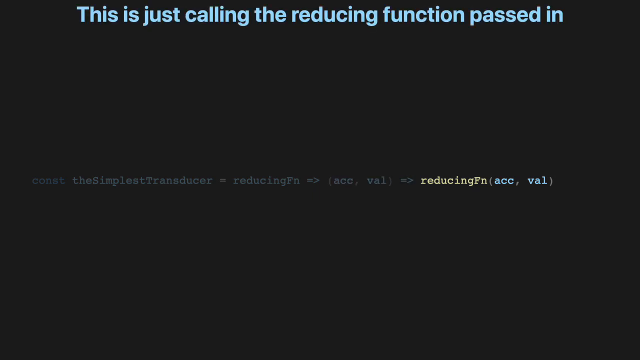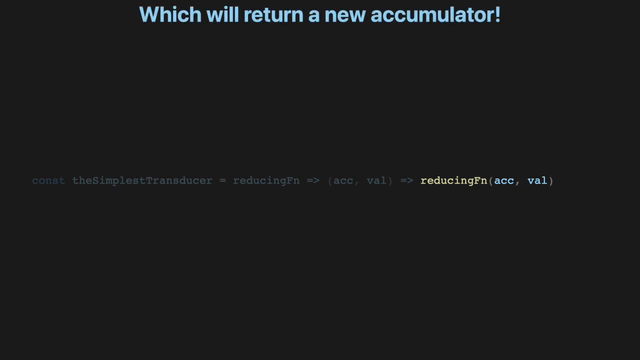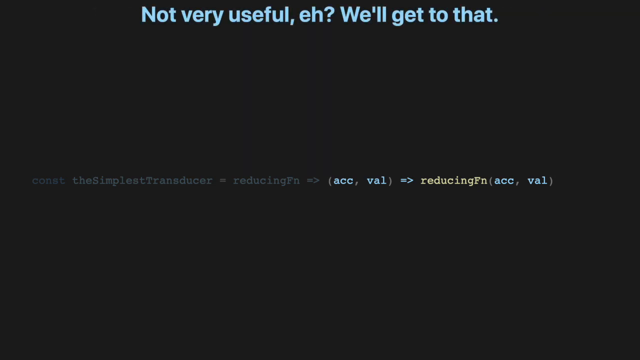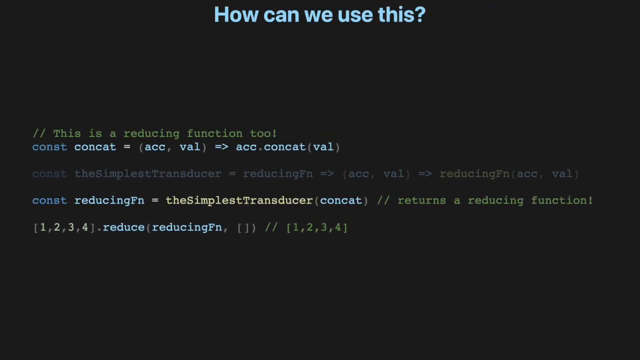Now, this is just calling the reducing function that's passed in, and that will return the new accumulator. So this whole thing is just a wrapper around the reducing function. It's not very useful, right? Well, we'll get to that. So how can we use this? Well, let's step through the code.